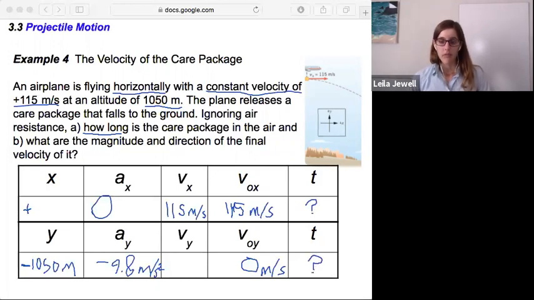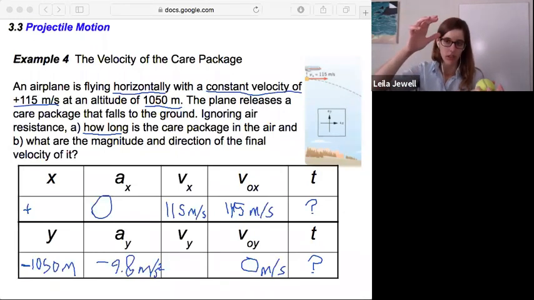All right, so as we're thinking about our time, we can think about our x and our y direction. Which direction is going to limit how long the care package is in the air? Is it going to be something in the horizontal direction that limits it, or is it going to be something in the y direction? Well, as we think this through, it comes down to when it hits the ground, that vertical direction that limits how long the care package is in the air.